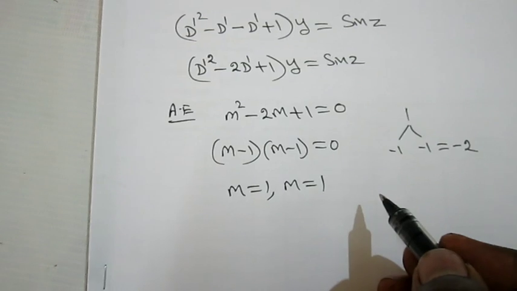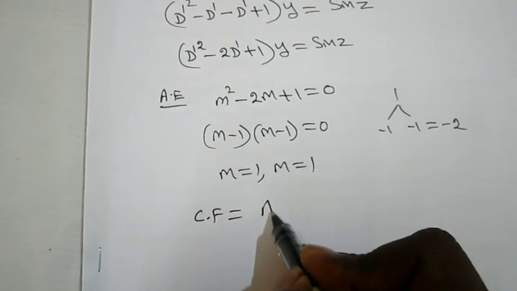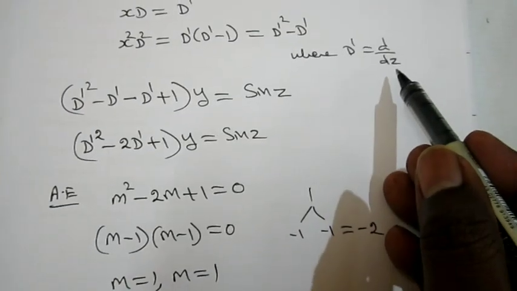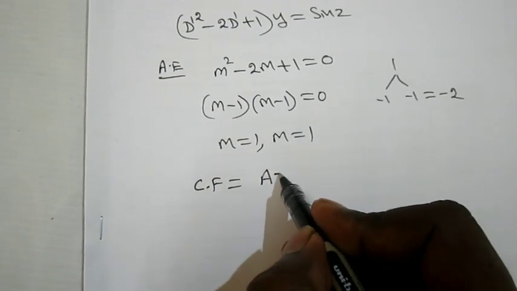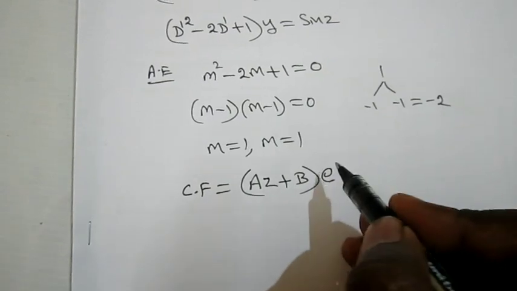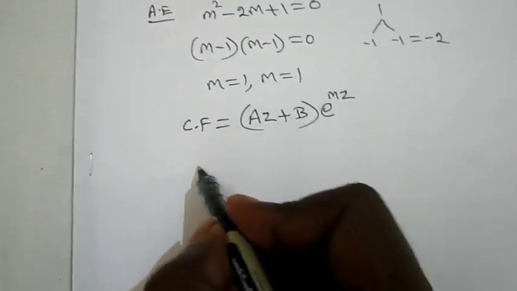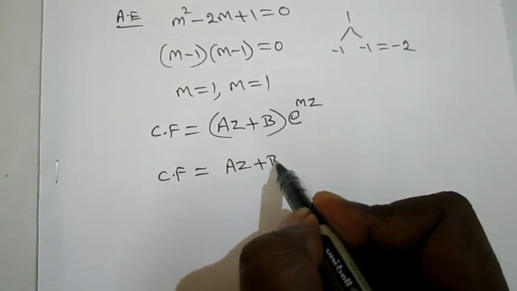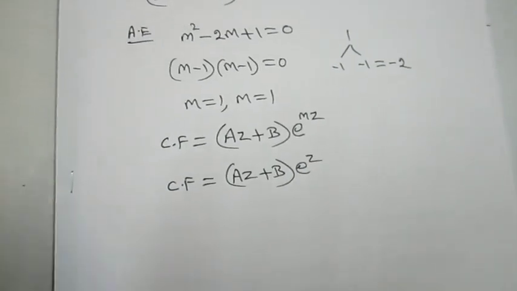Both are equal values. Then what is the complementary function? The complementary function is (Ax + B) e^(m1 x), but instead of x we have to write z because we converted into z. So (Az + B) e^(mz), and m is equal to 1. So the complementary function is (Az + B) e^z. So this is the complementary function.